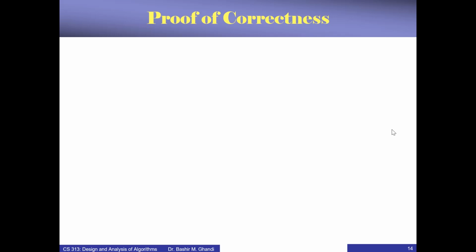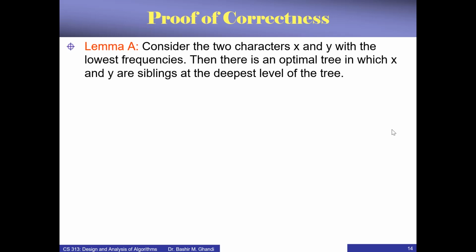So we're going to prove this as two lemmas. The first lemma is about the greedy property. So consider two characters, x and y, with the lowest frequencies. Then there is an optimal tree in which x and y are siblings at the deepest level of the tree.